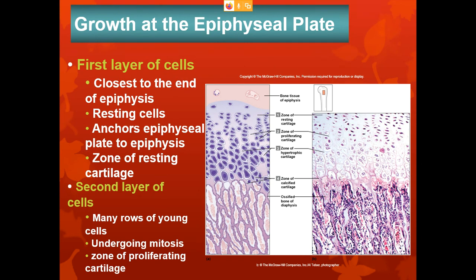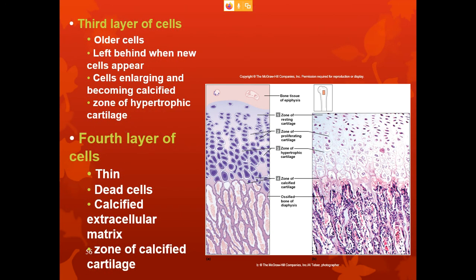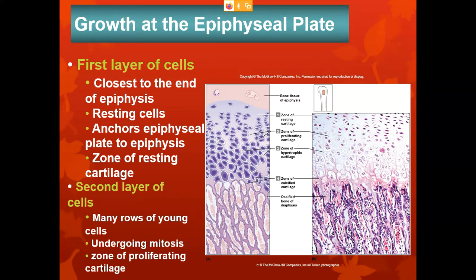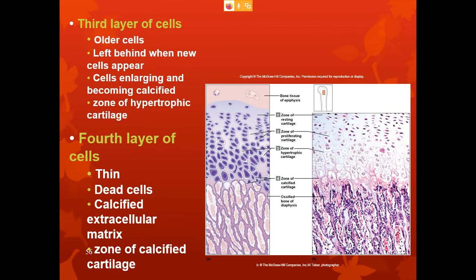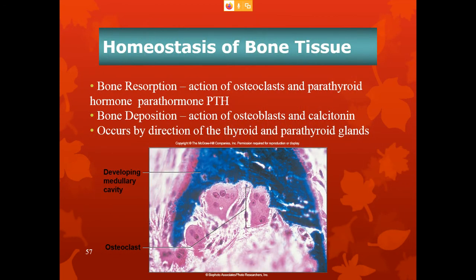So this is about the growth at the epiphyseal stage, how the cartilage is converting into bone. Then you can identify the two layers, first layer and second layer, then the third layer, and how the cartilage cells are converting into bone. So these are the things you are going to see in the development.